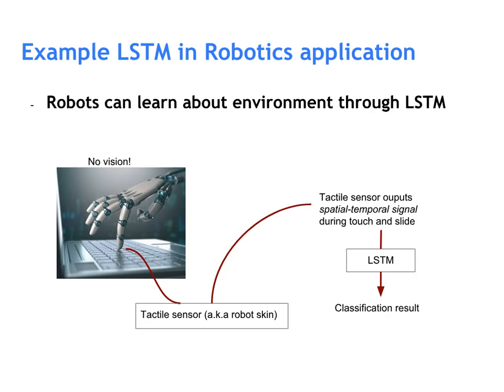Now we have LSTM, and we get the sensor data. We use a tactile sensor, which is the skin of the robot, the same as human skin but much less complicated. Since LSTM can handle spatial and temporal signals, we can use it: if you want to understand an object, you slide over it. Sliding depends on time. And then we get the results. That's it. Thank you. If you have any questions.